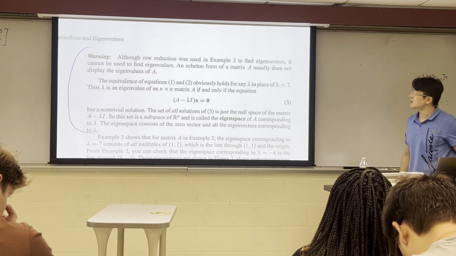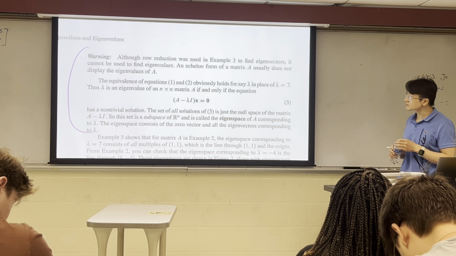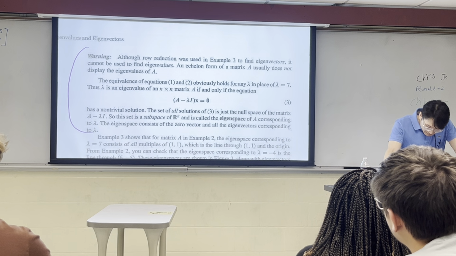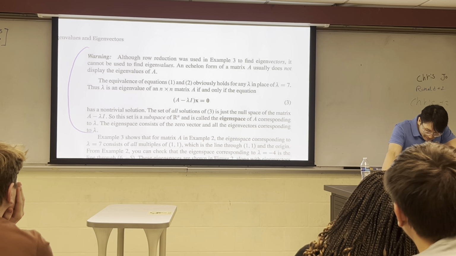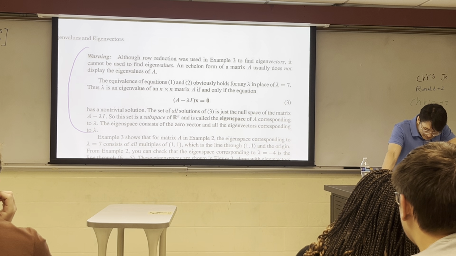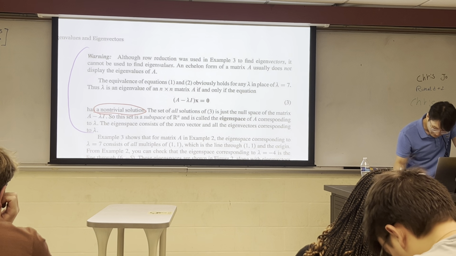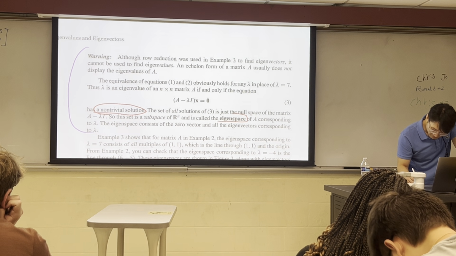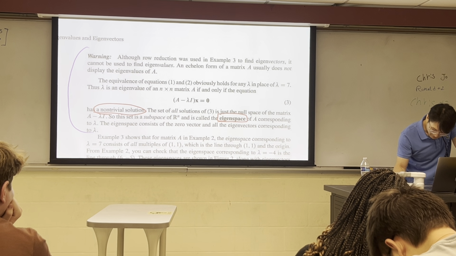Warning: although row reduction was used in example 3 to find eigenvectors, it cannot be used to find eigenvalues. An echelon form of a matrix A usually does not display the eigenvalues of A. The equivalence of equations 1 and 2 obviously holds for any lambda in place of lambda equals 7. Thus, lambda is an eigenvalue of an n by n matrix A if and only if the equation A minus lambda times the identity times x equals 0 has a non-trivial solution. The set of all solutions of 3 is just the null space of the matrix A minus lambda I, so this set is a subspace of Rn and is called the eigenspace of A corresponding to lambda. The eigenspace consists of the 0 vector and all the eigenvectors corresponding to lambda.